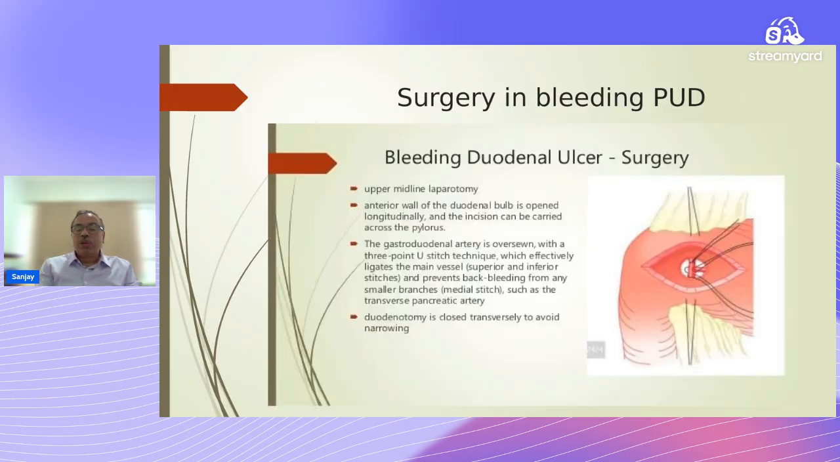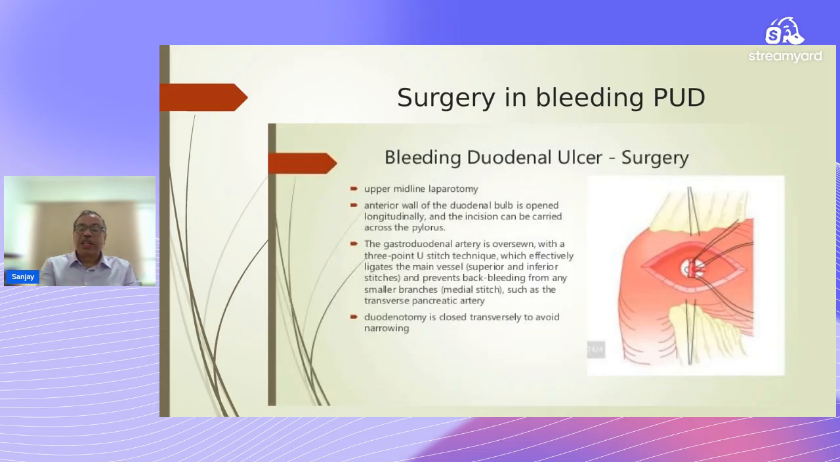And what do you do in the surgical options? Basically, a midline laparotomy is done, upper midline, supraumbilical, and the anterior wall of the duodenal bulb is opened longitudinally, as shown in this diagram. And the gastroduodenal artery is oversewn with a 3-point U stitch technique.